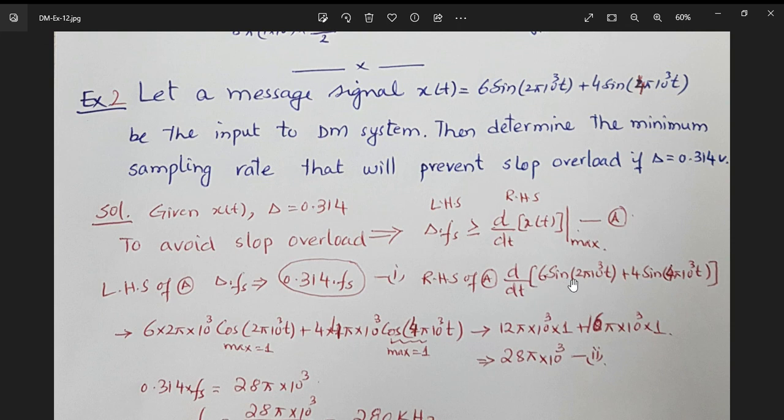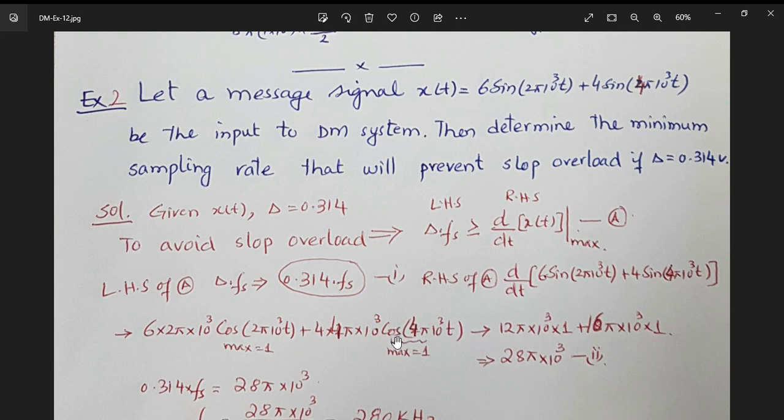If you take the integral of this part, you know it will be 6 and 2 pi into 10 to the power 3, because this is the extra term 2 pi into 10 to the power 3. So if it is an extra term in the derivative, you write it in front, and the derivative of sine is cos 2 pi into 10 to the power 3t plus 4. So this is also the extra term 4 pi into 10 to the power 3, and the derivative of sine is cos 4 pi into 10 to the power 3.